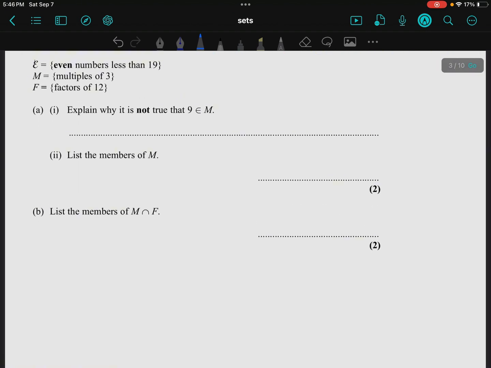Universal set, even numbers less than 19. That means 2, 4, 6, 8, 10, 12, 14, 16, 18. Less than 19. So that means till 18 only. Multiples of 3: 3 1s are 3, 3 2s are 6.